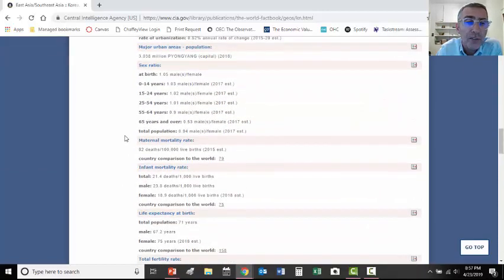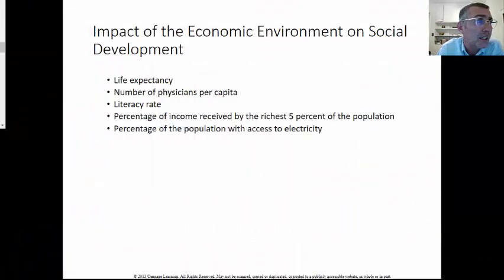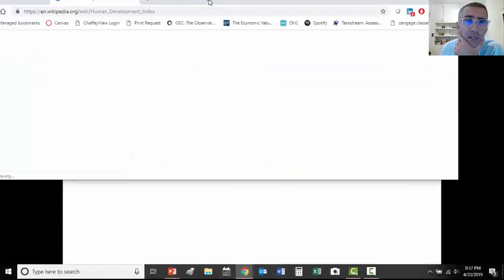And if you look at other things, the mortality rate, I just didn't even want to compare, but you can look it up if you want. It's really sobering data that reveals the state of affairs. Physicians per capita and literacy rates are another huge factor when entering a country. Your author talks about the physical quality of life index, a composite measure of the level of welfare in a country, making it a little more tangible. I'm using the Human Development Index, which is an offshoot of the physical quality of life index.